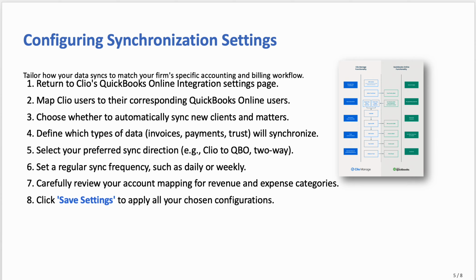Then configure your synchronization settings. So guys, return to the Clio QuickBooks Online integration settings page. Map Clio users to their corresponding QuickBooks Online users. Choose whether to automatically sync new clients and matters. Define which type of data will synchronize. Select your preferred sync direction. Set a regular sync frequency such as daily or weekly. Carefully review your account mapping for the revenue and expense categories and click the option of save settings.